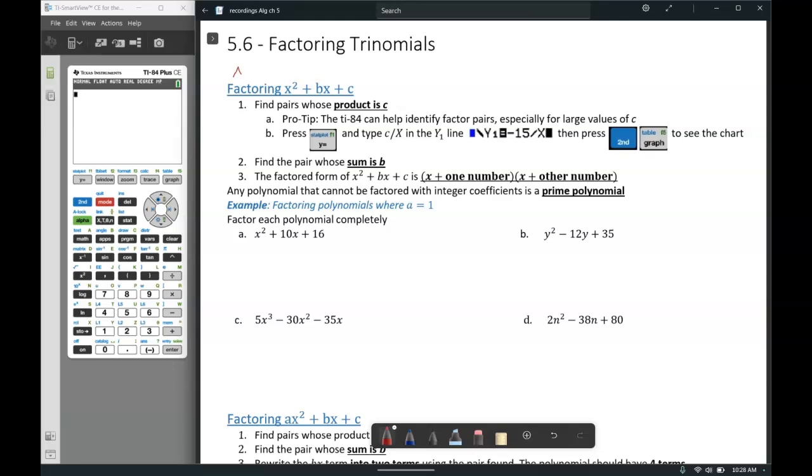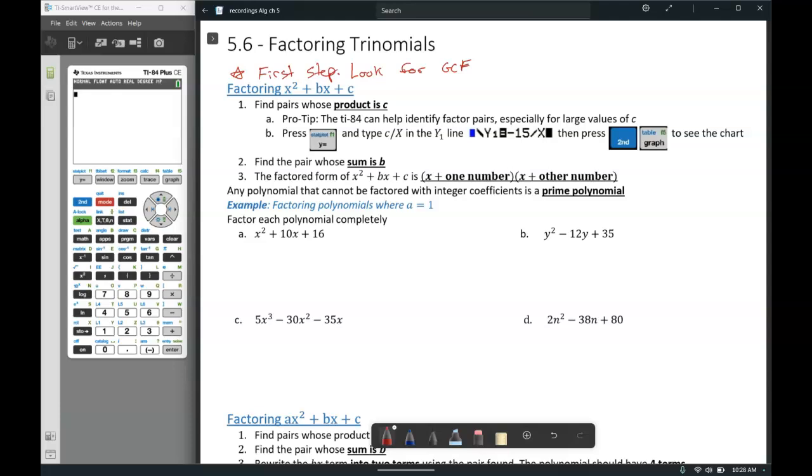Now, a couple things to note. First, remember that our first step whenever we factor is we want to look for a GCF. And that's true whenever we're factoring with any method. Keep in mind, the method that we use is usually going to be based on the number of terms in the polynomial. We always check for a GCF regardless of the number of terms.